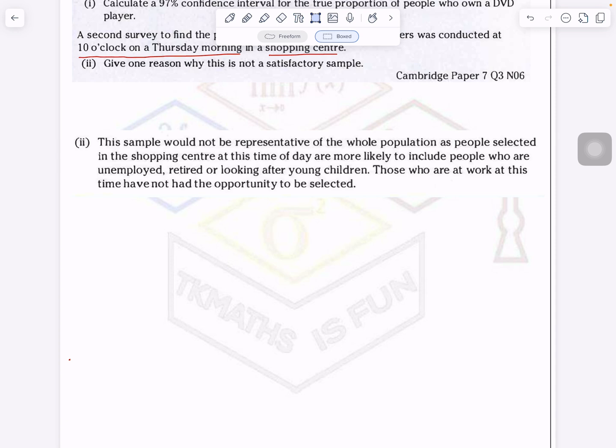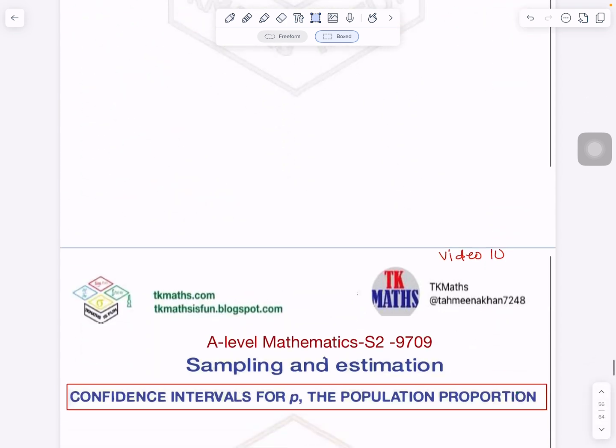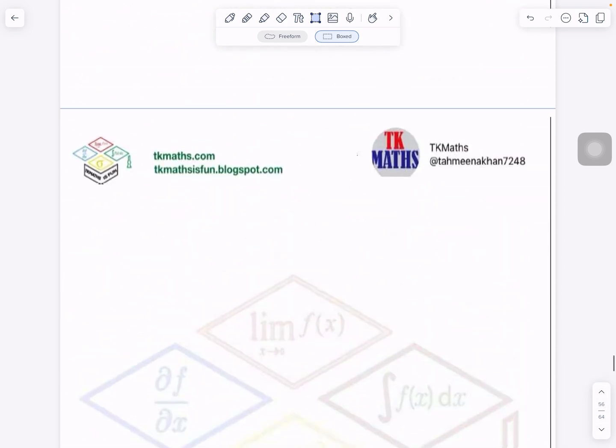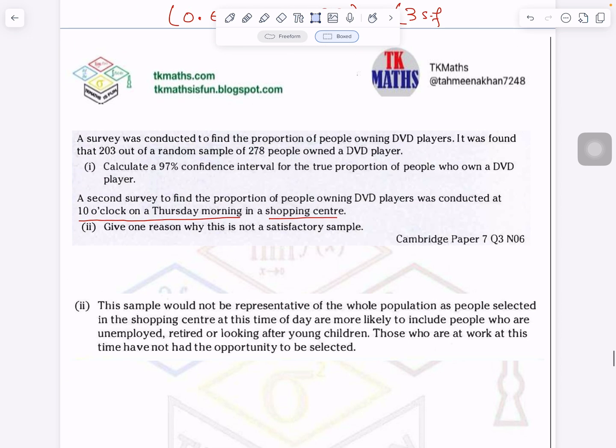So I hope you understood this explanation. In the next video, we will cover more examples and some AFL questions, very good questions which will help you develop a strong foundation.